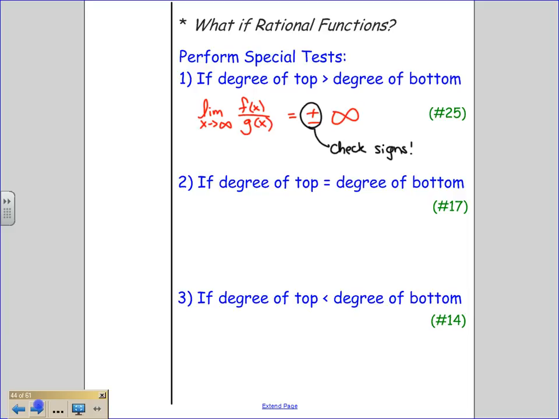If the degrees are tied, you can look at number 17 on the page before. The ratio of the leading coefficients. Technically, even though we're going to look at a way to not make it so ambiguous, I'm still going to say check the signs.